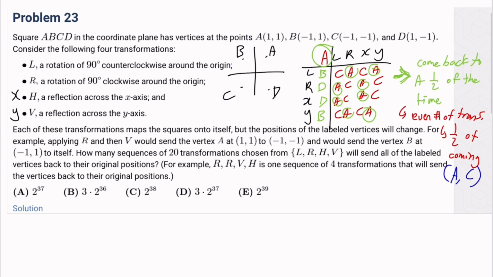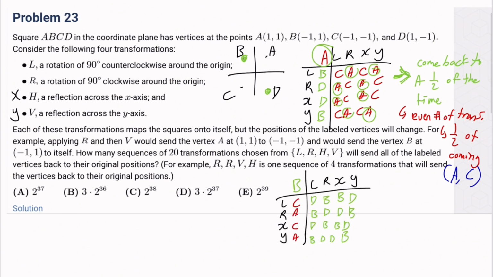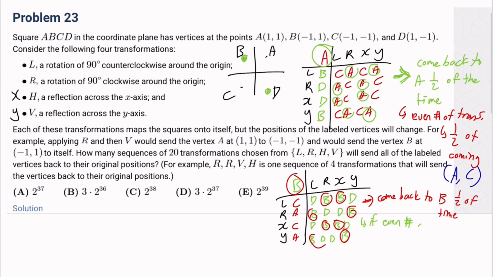So next, let's try it with B and D. So we have B here, and then we'll just do the same thing. And here also, we notice that for B to come back to B, we come back to B half of the time. So if we have an even number of transformations, then there's a half chance of coming back to B, and this applies for B and D.